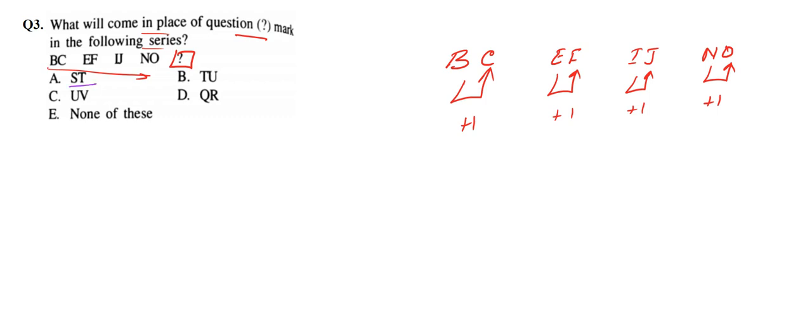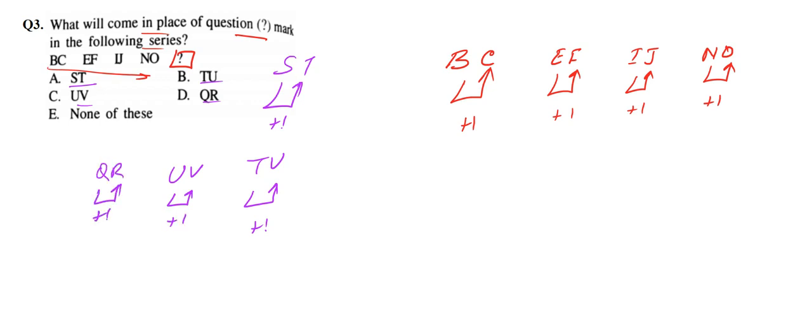So you can check in each one of the options. We have ST, TU, UV, and QR. In each one of the options, ST has a +1 difference, TU again a +1 difference, UV again a +1 difference, and QR again a +1 difference. So each one of the options has a +1 difference.